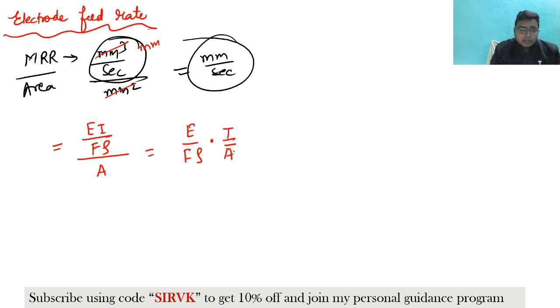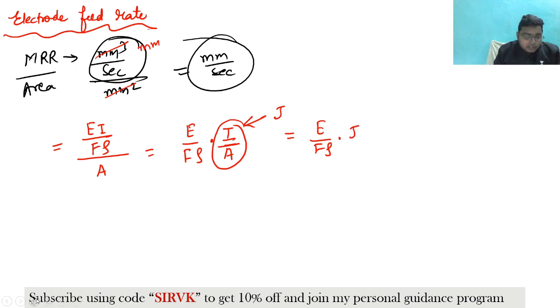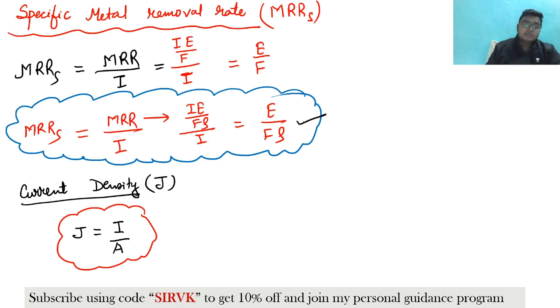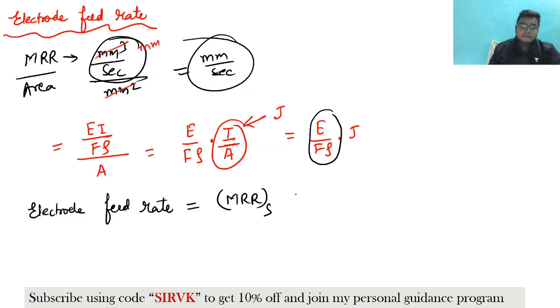Now let me simplify this figure, that is E by F rho times I by A. This is I by A. Now you can replace this I by A by J. So what you can understand from here is that the electrode feed rate is nothing but the specific MRR, this E by F rho, into current density.